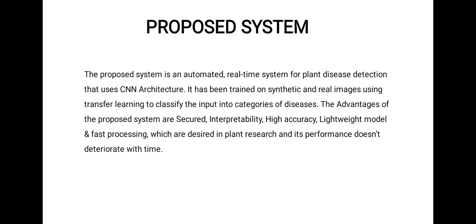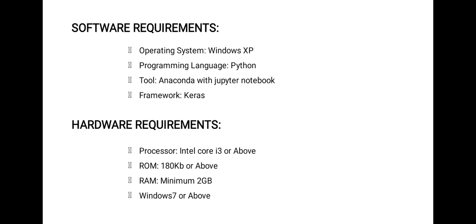In the proposed system, our paper is an automated real-time system for plant disease detection that uses CNN architecture. It has been trained on synthetic and real images using transfer learning to classify the input into categories of diseases. The advantages of the proposed system are secure interpretability, high accuracy, lightweight model, and fast processing, which are desired in plant research, and its performance does not deteriorate with time.